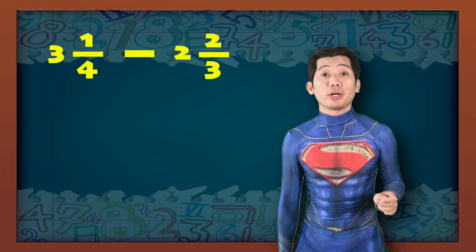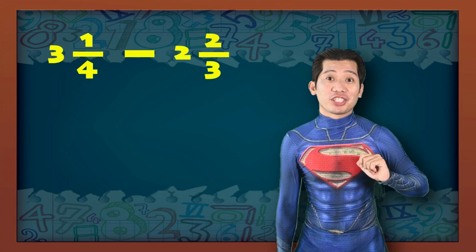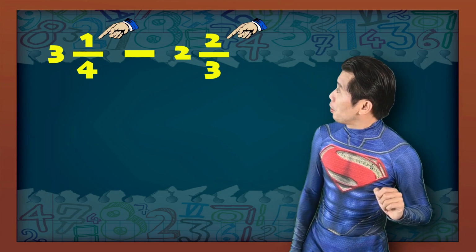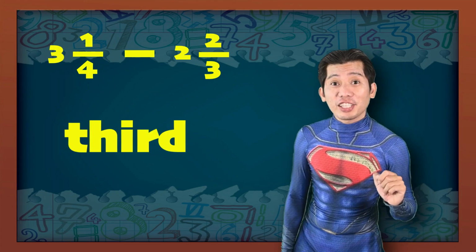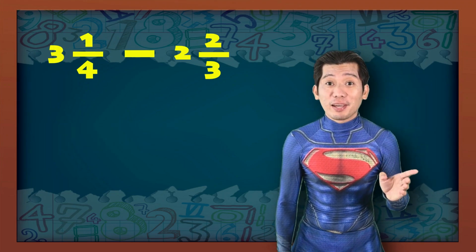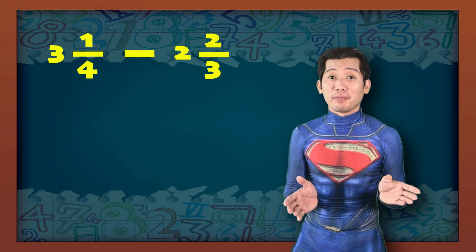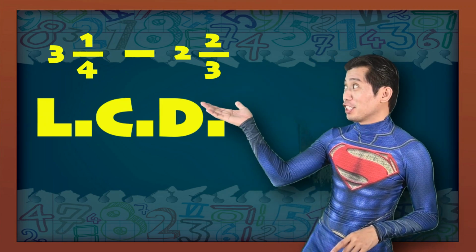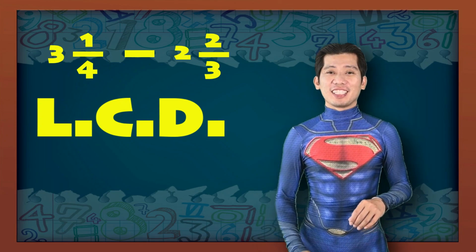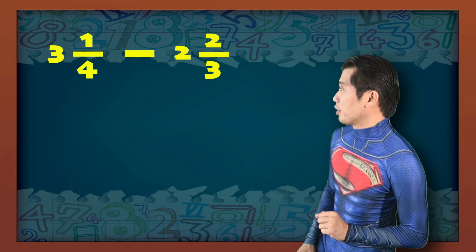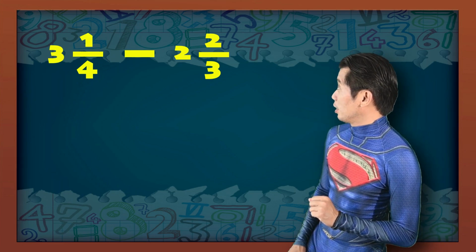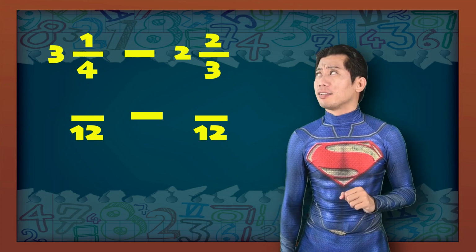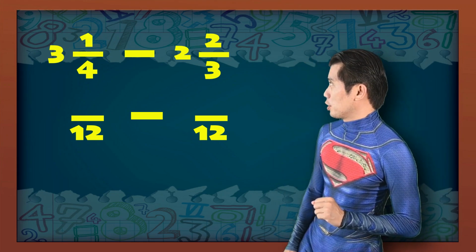Our next example is 3 and 1/4 minus 2 and 2/3. First move, check the fractional part. Oh, they have different names. One is a 4th fraction and the other is a 3rd fraction. So let's make them into fractions with similar names by getting the LCD. Yes, the LCD of 1/4 and 2/3 is 12. Very good, 12. Now, let's find the equivalent fractions.